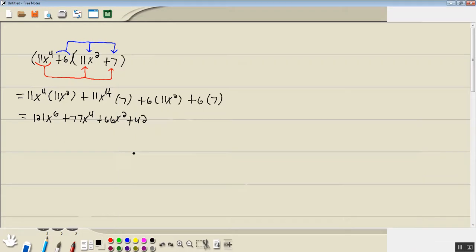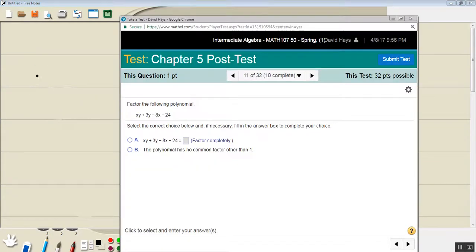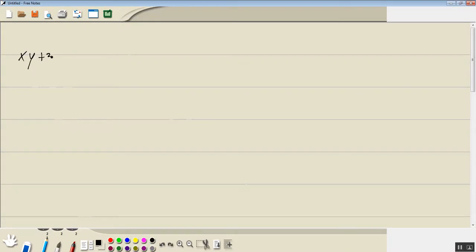Okay, factor the following polynomial. You clear this off. I got xy plus 3y minus 8x minus 24. First off, there's no GCF, so I have to do factoring by grouping because there's 4 or more terms.